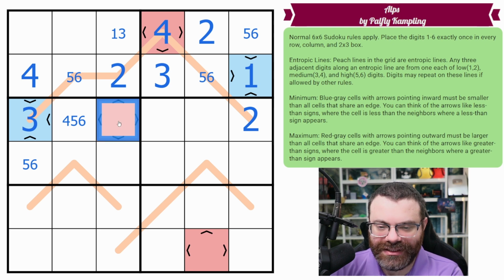Okay, I'm thinking about this cell now, which has to be bigger than this one. So this can't be a 6, and then this has to be from 5, 6. Think of it like a little thermo going like that. In fact, this is basically a thermo that goes from here to here, if you want to think about it that way.